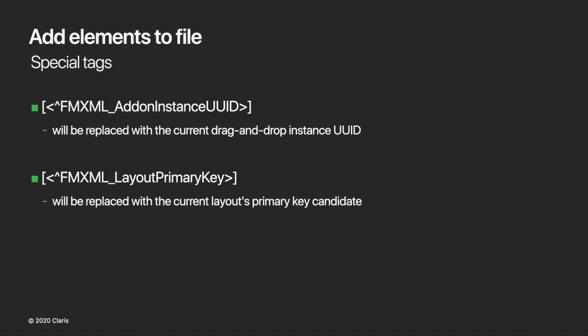There are two special tags that can greatly help when building more robust logic into your add-ons. When an add-on object is dragged and dropped onto a layout, any occurrence of these tags in that instance's script parameters and object names will be replaced with the object's instance UUID and the layout's primary key candidate at the time, respectively. Let's look at a quick example of this.